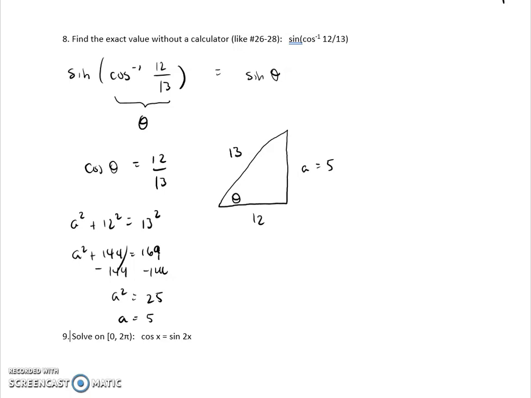All right. So this inverse function sets up our triangle. And then what we're trying to find is sine of that angle. So now you look at your triangle and you remember sine is opposite over adjacent. So that's going to be 5 over 13. Okay, so 5 over 13. So the key to these types of problems is to set up a triangle.